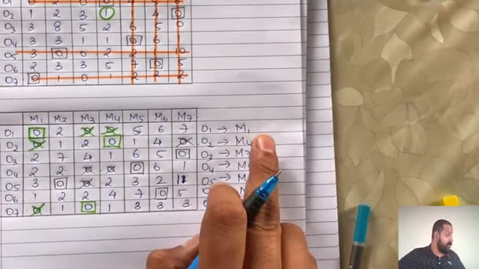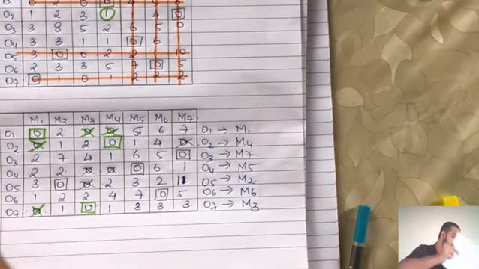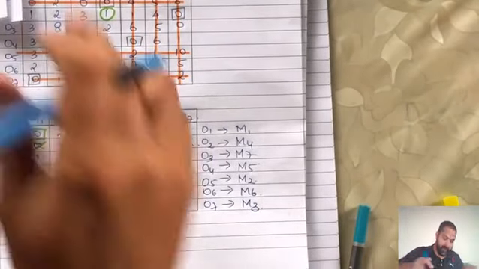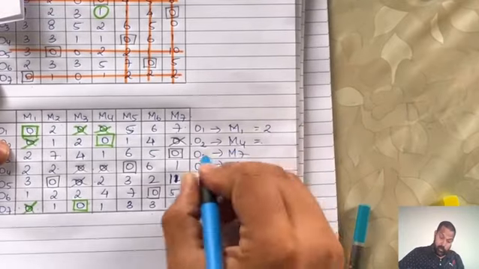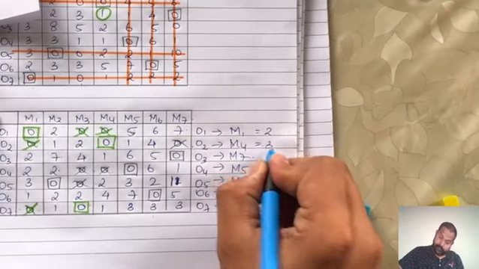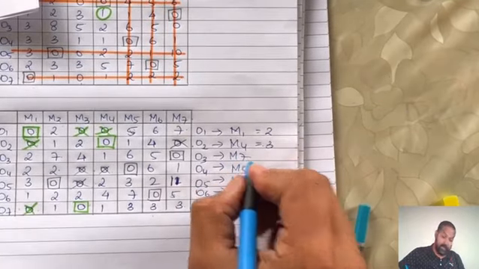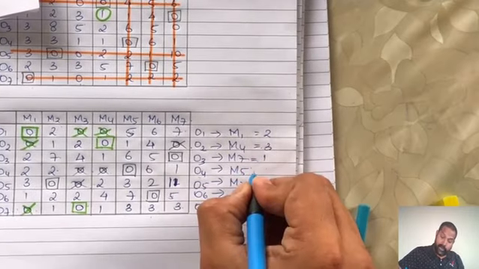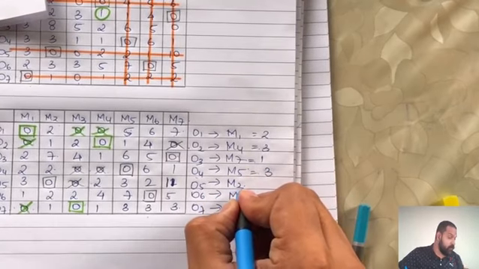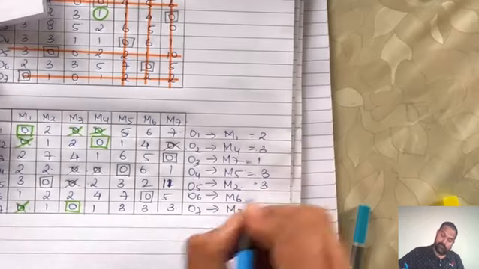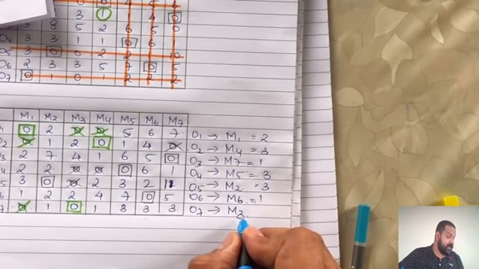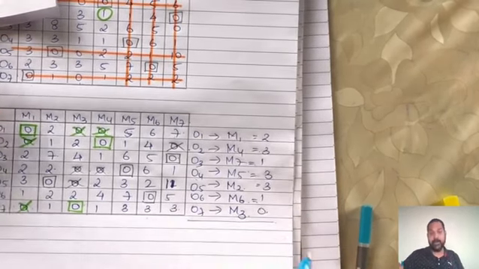Now if O1 goes to M1, let me check what the O1 M1 value is. Well, O1 M1 is 2, if I am correct. What is O2 M4? O2 M4 is 3. What is O3 M7? O3 M7 is 1. What is O4 M5? O4 M5 is 3. What is O5 M2? O5 M2 is also 3. What is O6 M6? O6 M6 is 1. And what is O7 M3? O7 M3 is 0, obviously because it's a dummy.